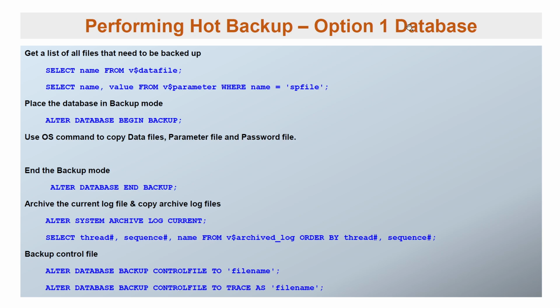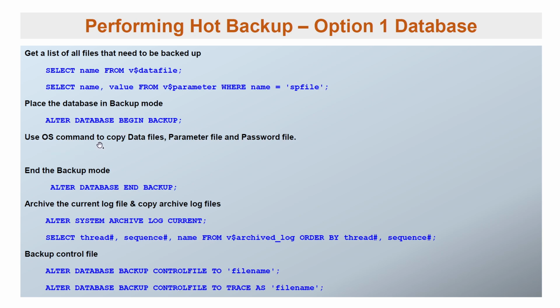So this is the first option, at the database level. Before you take the database level backup, first select the names. Get the list of all the data files. Also get the list of your parameter file and where it is stored. Once you know the names of the data files and the parameter file, place your database in the begin backup mode.